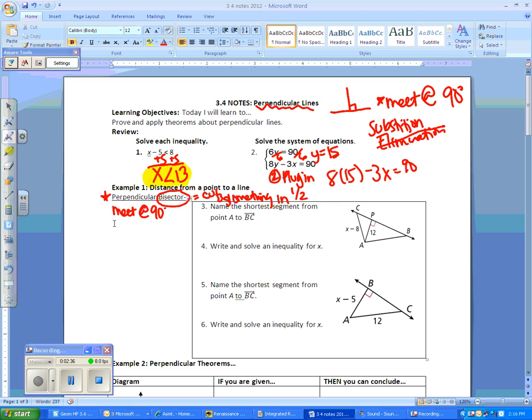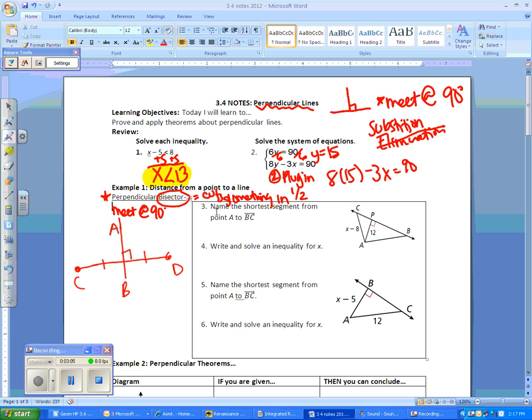So again, perpendicular bisector as a picture, if I wanted to say that AB is the perpendicular bisector of CD, that means that it's going to meet at 90 degrees, and it's going to cut CD into 2 congruent pieces. So that's how I can say AB is the perpendicular bisector. And notice AB isn't being cut in half necessarily. Okay, perpendicular bisector, important.